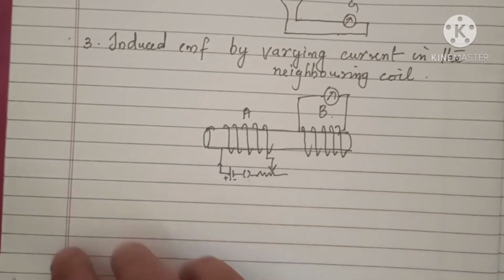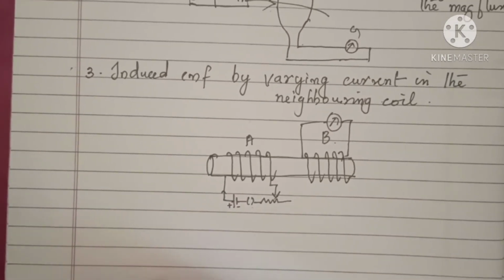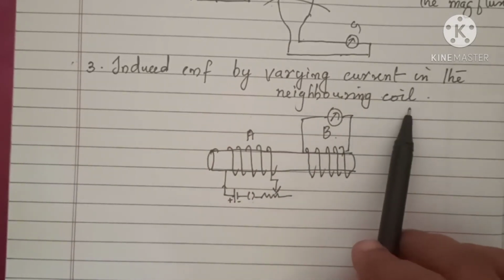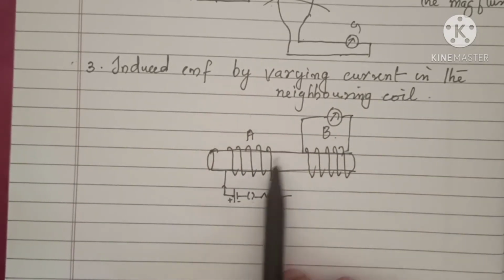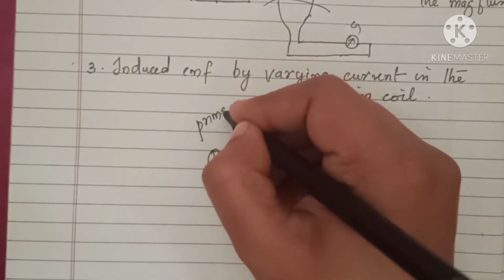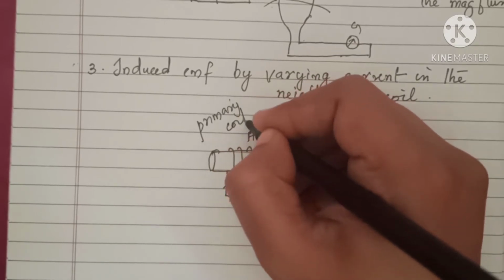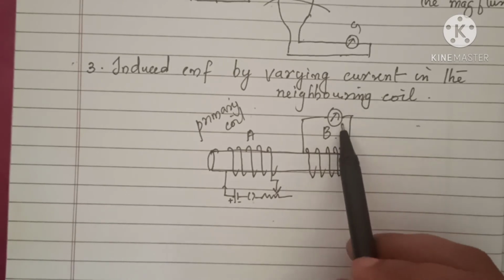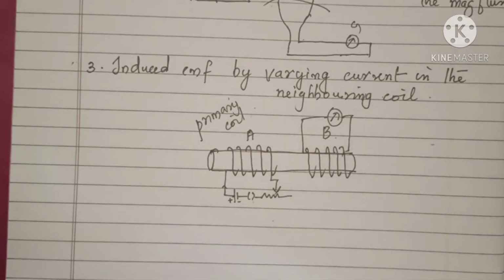So these are the setups for the third type of experiment. Induced EMF by varying current in the neighboring coil. You need two coils on a cylindrical support. The first coil we call the primary coil, which is connected to a battery, key and a rheostat. The second coil you can call the secondary coil, which is connected to a sensitive galvanometer.